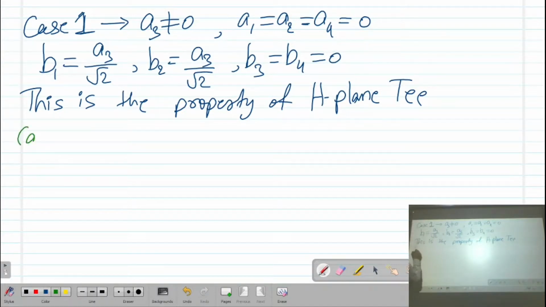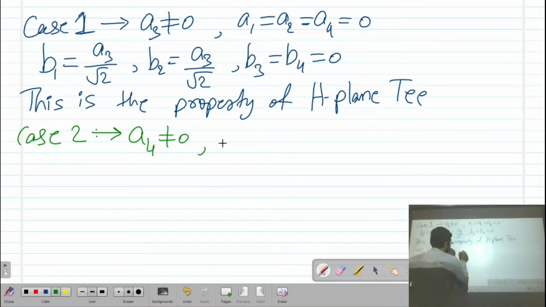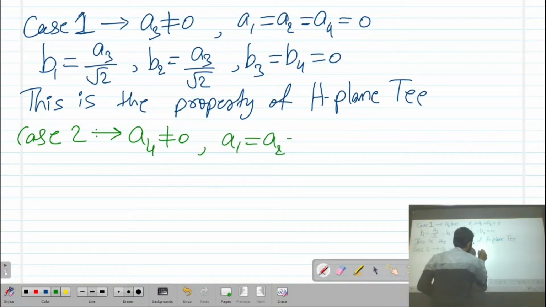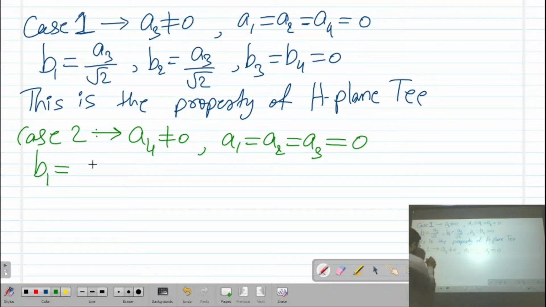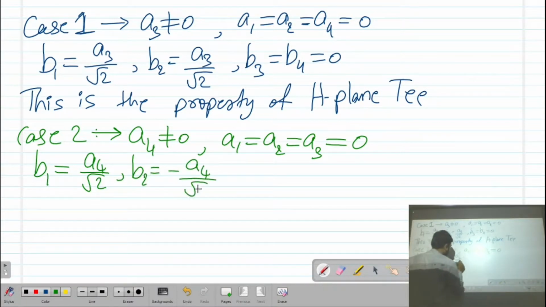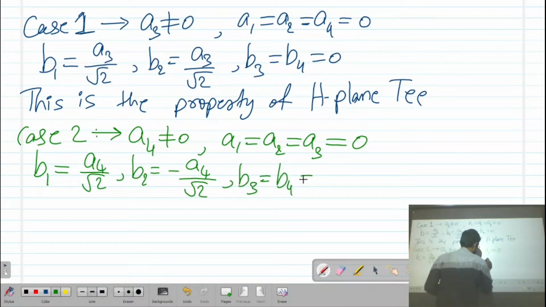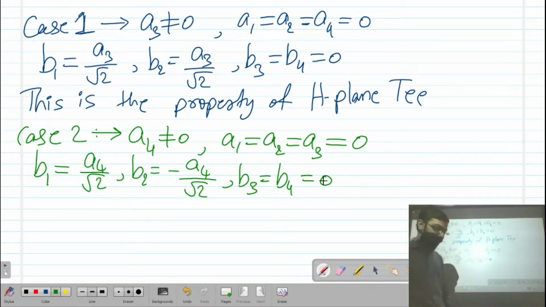That is case 2. For case 2, we will have A4 is not equal to 0, and A1 equals A2 equals A3 equals 0. Then we will get B1 equals A4 by root 2, B2 equals minus A4 by root 2, and B3 equals B4 equals 0. And this is the property of E-plane T junction.